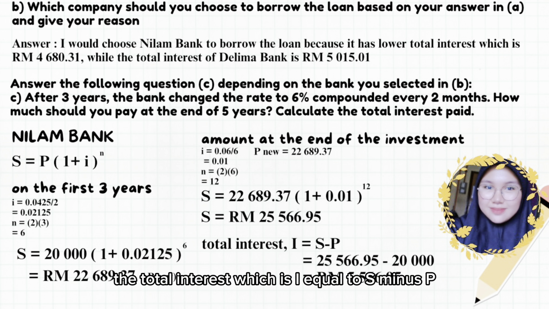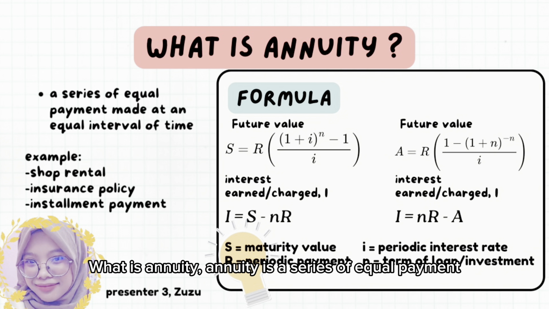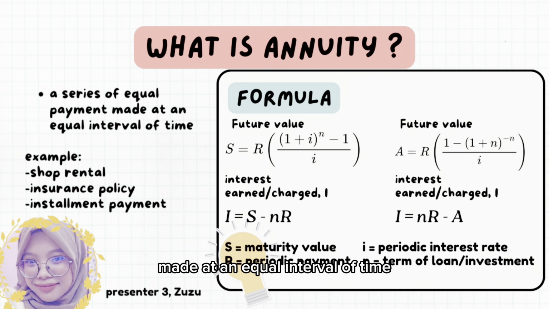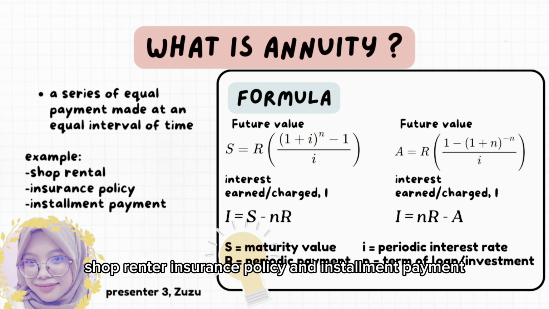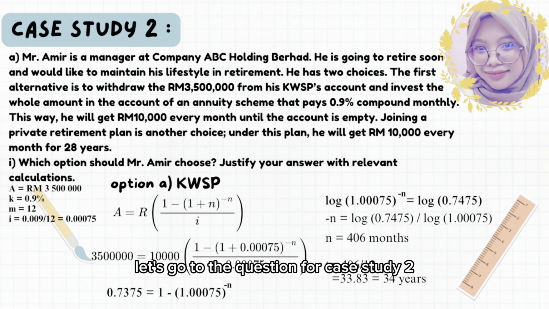The total interest, which is I equal to S minus P, and the answer is 5566.95. What is annuity? Annuity is a series of equal payments made at an equal interval of time. For example, shop rental, insurance policy, and installment payment. As you can see here, there are two formulas, which are formula A and also formula S. Let's go to the question.